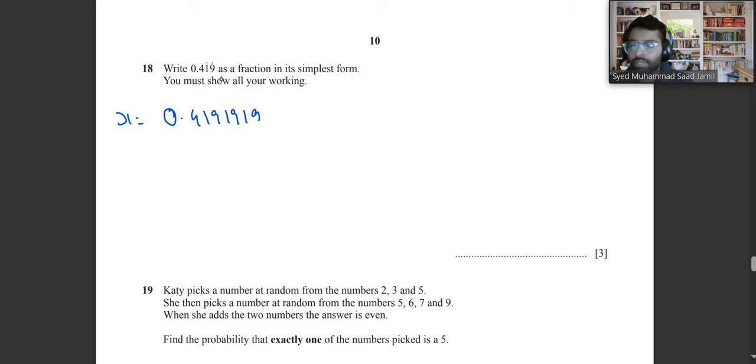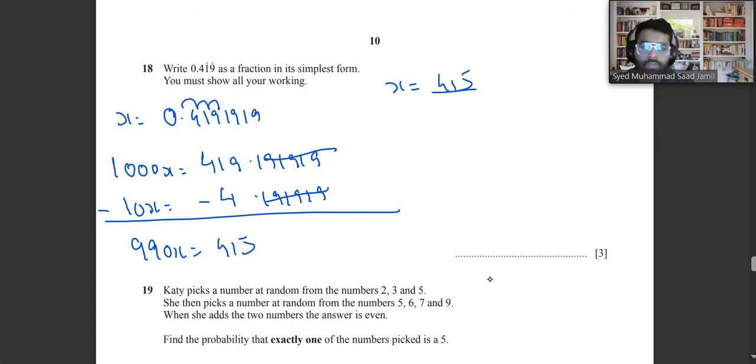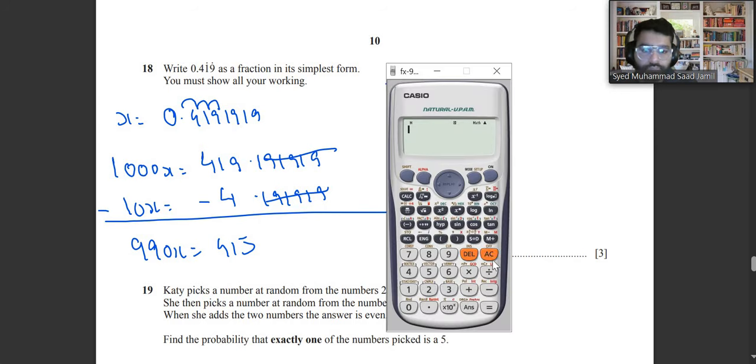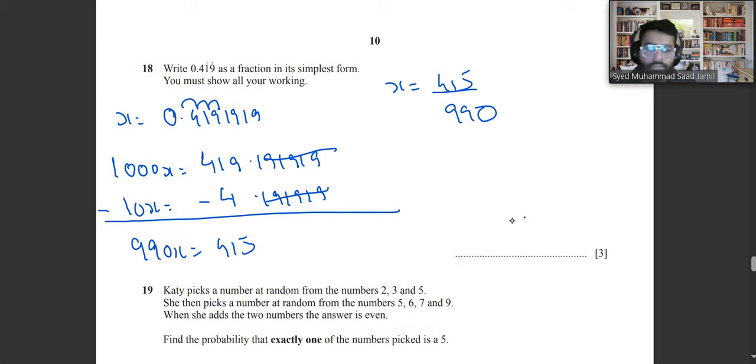If I subtract them both, 1000 minus 10, that's 990x equal to 419.19 subtract 4.19, which is 415. All of the recurring part will be cancelled out. So x is equal to 415 divided by 990, which is 83 upon 198. So the answer is 83 upon 198. Three marks.